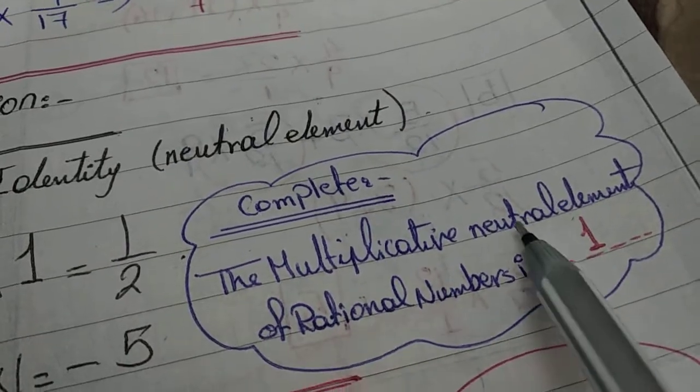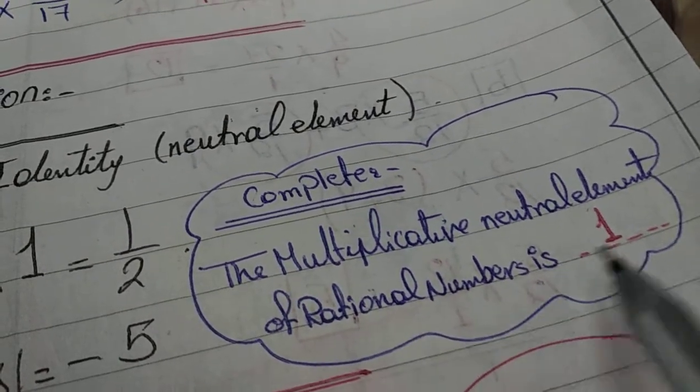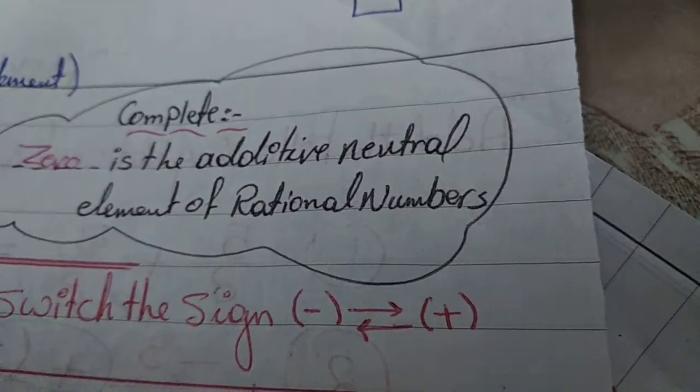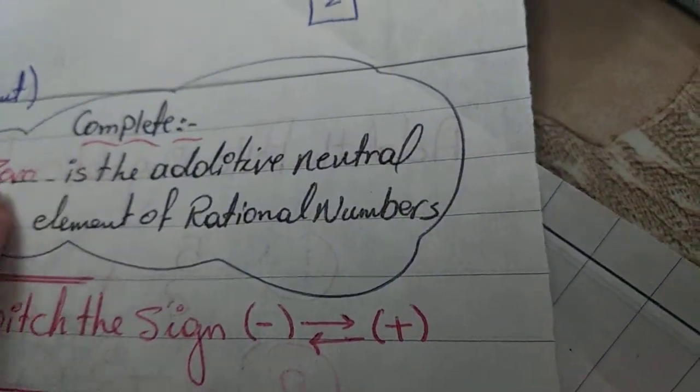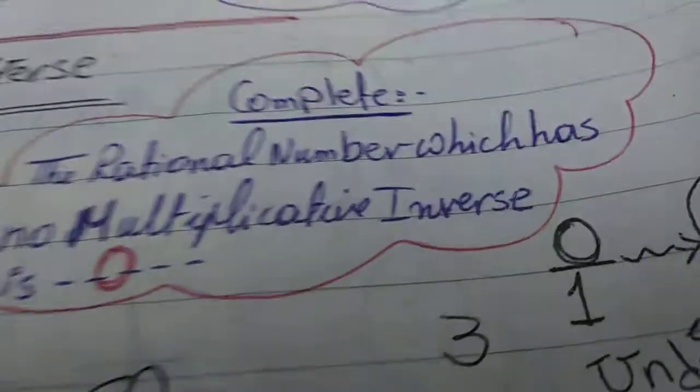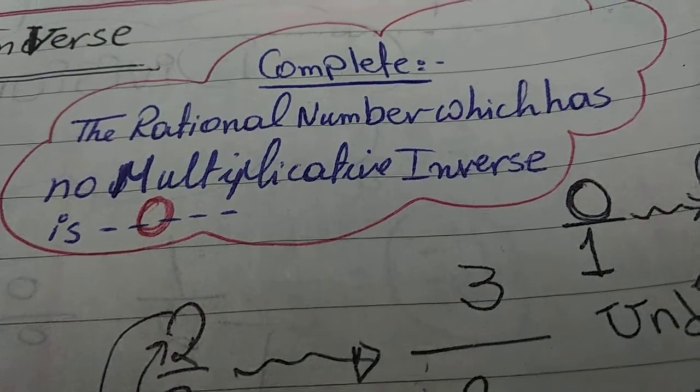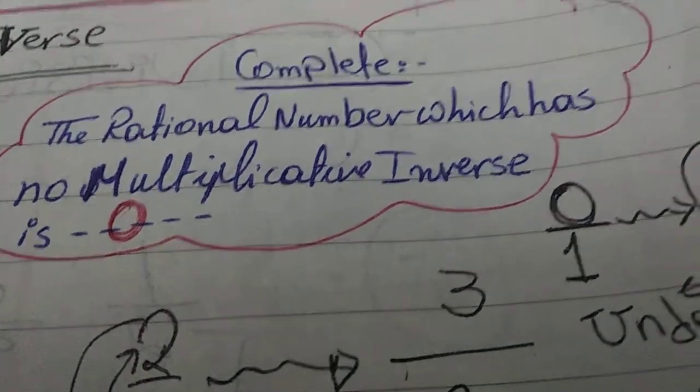And the multiplicative neutral element of a rational number is 1. And the additive neutral element of a rational number is 0. Okay, again. The rational number which has no multiplicative inverse is 0. Okay, it's clear? Okay.